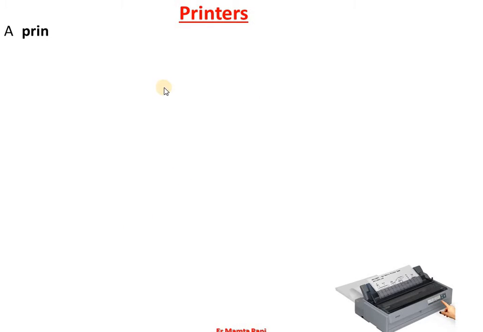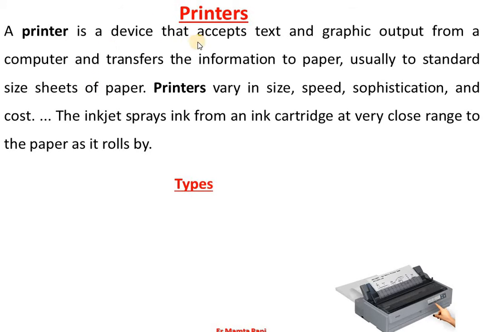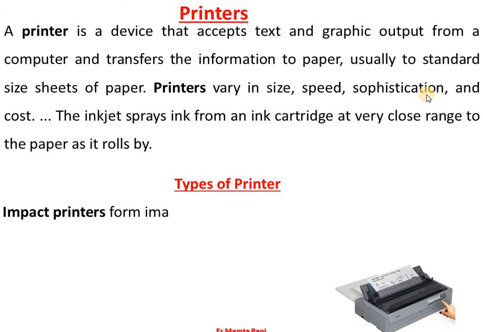Next we have printers. What is a printer? A printer is an output device that is used to take the hard copy. A printer accepts text and graphics output from the computer and transfers the information on paper, usually standard size sheet of paper. Printers vary in size, speed, sophistication and cost also. The inkjet sprays ink from an ink cartridge at very close range to paper as it rolls by. Types of printer, we have two types.